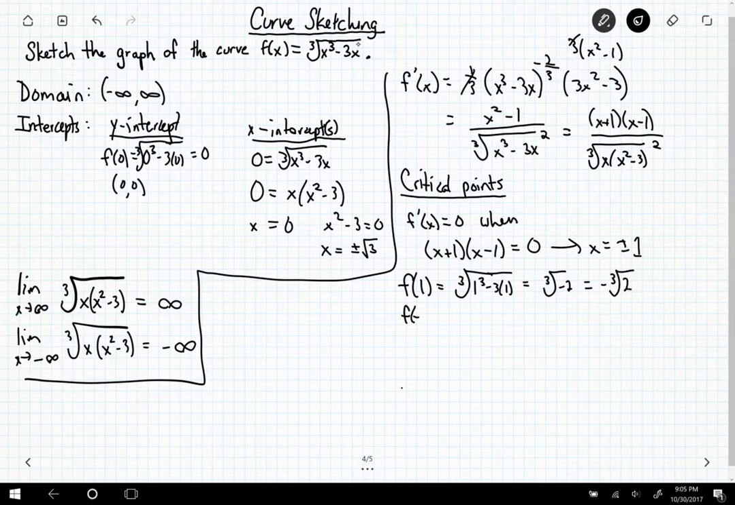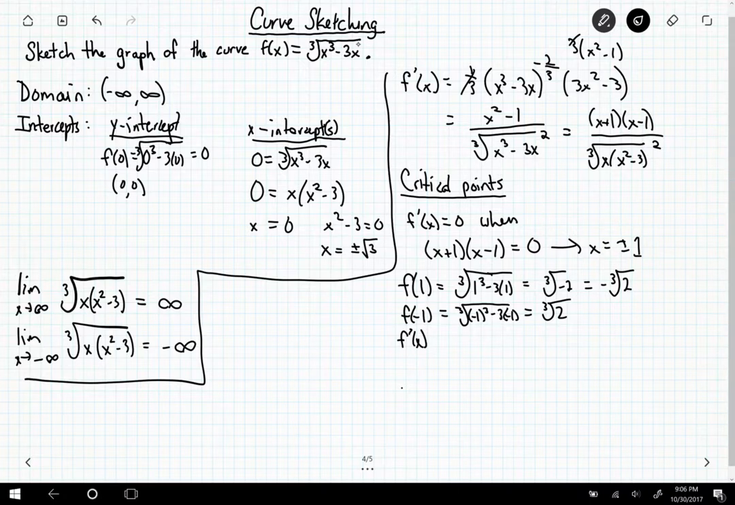F of negative 1, on the other hand, that's going to be cube root of, we have negative 1 cubed, which is negative 1, minus 3 times negative 1, so that's going to be plus 3, so that's going to be cube root of 2. And that's our solution. So there's a couple points that we're going to have involved. And then other critical points that we're going to have to consider.